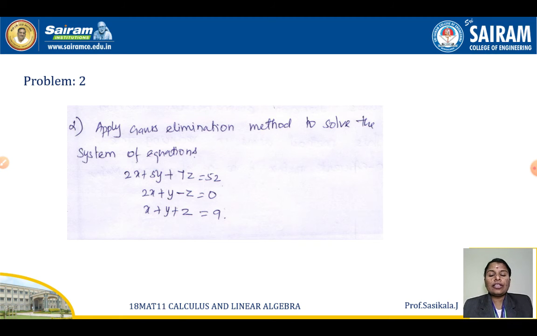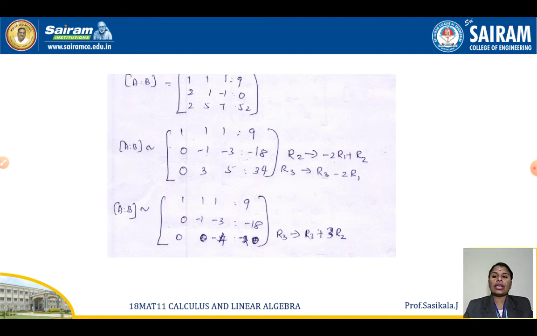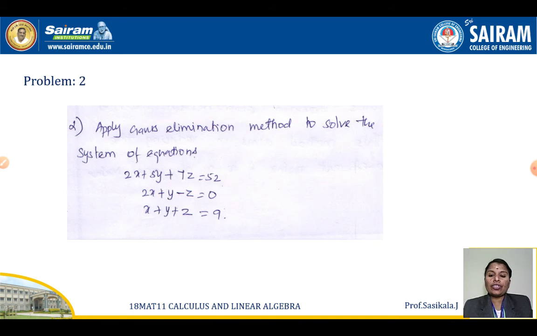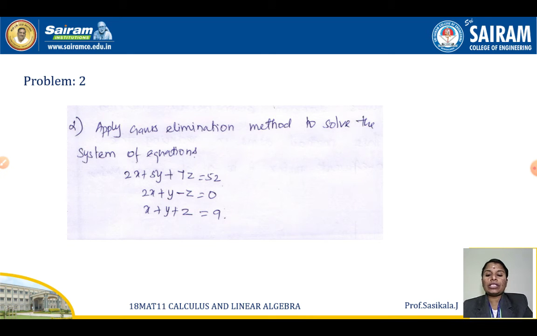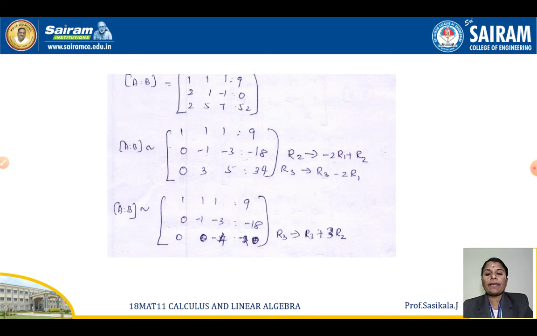See to it that the first entry of the first row is 1. If it is not already available, better you interchange the rows. Already you can see the coefficients of the first column, 2, 2, 1, are there. So what I'm going to do is interchange the third and the first rows. Okay, that's what has been written in the augmented matrix in the solution. The first row is shifted there: 1, 1, 1, 9. Okay, so 2, 1, minus 1, 0, and 2, 5, 7, 52.